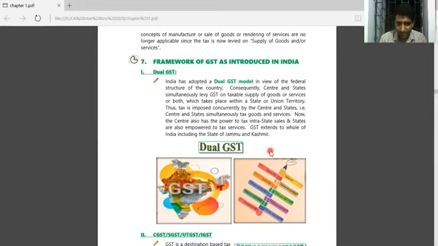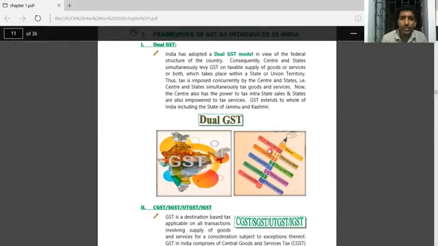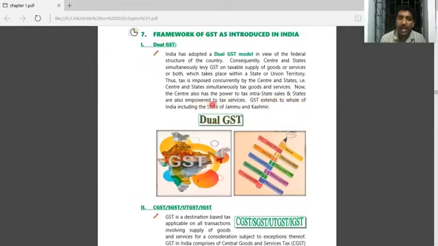Now the center also has power to tax intrastate sales, and states are also empowered to tax services. There is something known as intrastate and interstate. What do you mean by intrastate? Intrastate means within the state. Interstate means between the states. So within the state and between the states have different meanings.